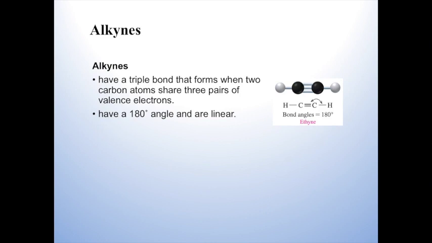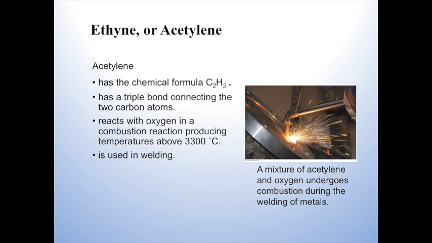Now, alkynes have a carbon-carbon triple bond, meaning that they share three pairs of electrons between the two carbons. This is why it has a 180 degree bond angle, because the other bonded pair is sticking straight off the other side due to a great amount of repulsion from the three electron pairs between the two carbons. An example of this is ethyne or acetylene. This has the formula C2H2, and the triple bond connecting the carbon atoms can react with oxygen in a combustion reaction that exists at a very high temperature, above 3,300 degrees Celsius, and therefore it's used in welding and in torches.